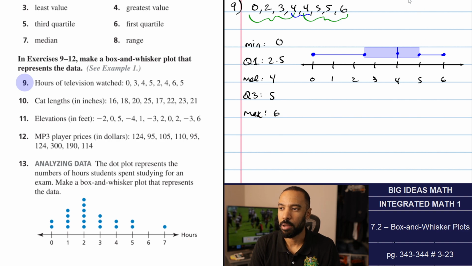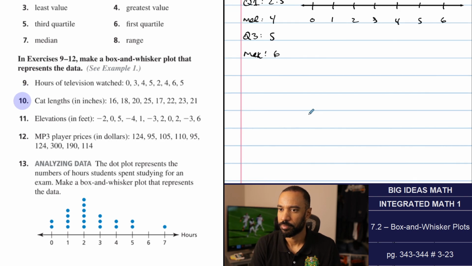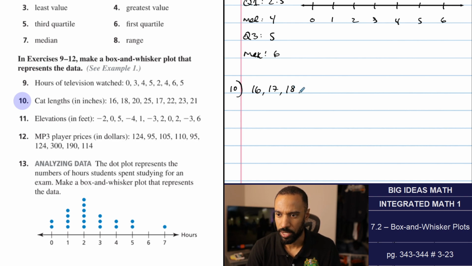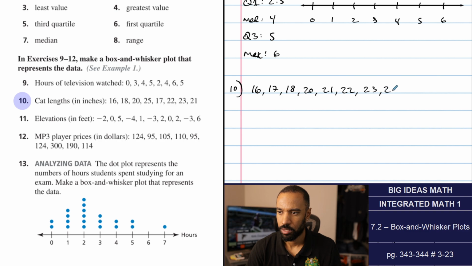Okay. Number 10. Cat lengths in inches. Smallest number, is it 16? Yeah. Then there's a 17. We got an 18, folks. No 19. There's a 20, a 21, 22, 23, 25. Let's count that off. 1, 2, 3, 4, 5, 6, 7, 8. All right, I think I got them all.